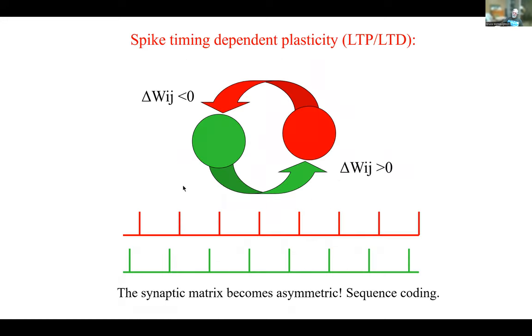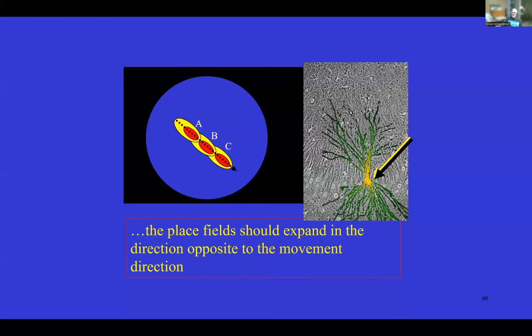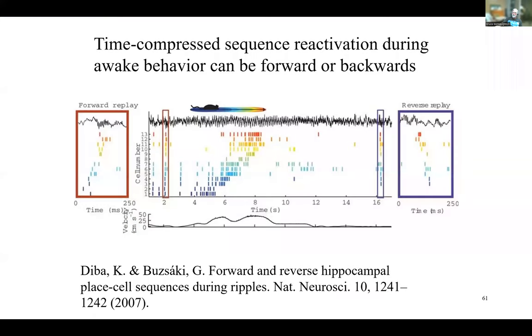So imagine you have spike timing dependent plasticity. Well, the presynaptic cell fires before the postsynaptic cell. So this synapse has a positive weight change. This one has a negative weight change. And that allows the green to red sequence to be encoded. And that's what probably accounts for this phenomenon. But now the plot thickens.